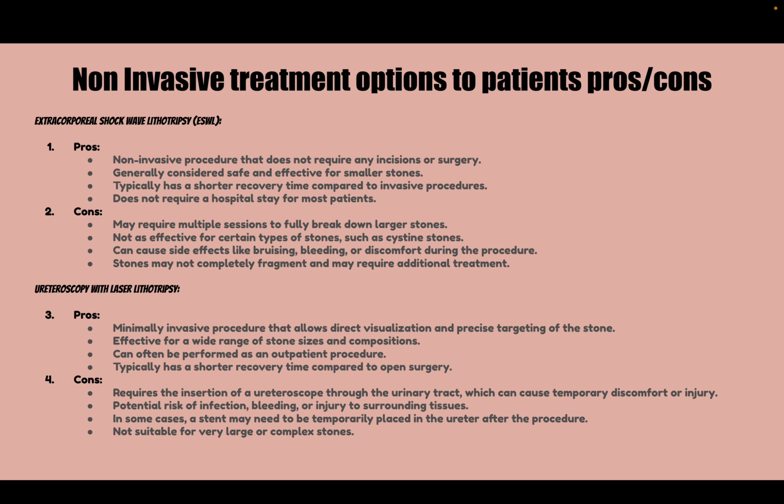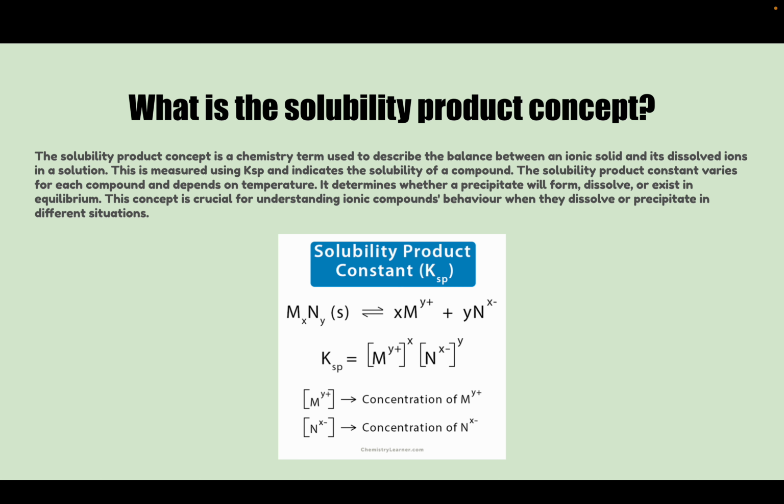The cons: requires the insertion of a ureteroscope through the urinary tract, which can cause temporary discomfort or injury. Potential risk of infection, bleeding, or injury to surrounding tissues. In some cases, a stent may need to be temporarily placed in the ureter after the procedure. Not suitable for very large or complex stones.